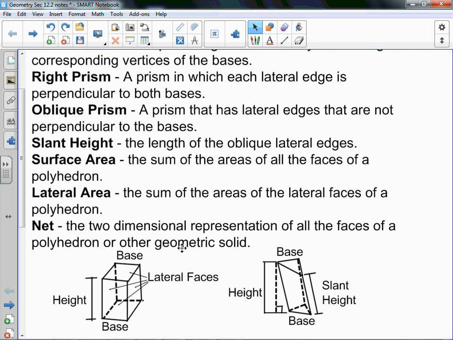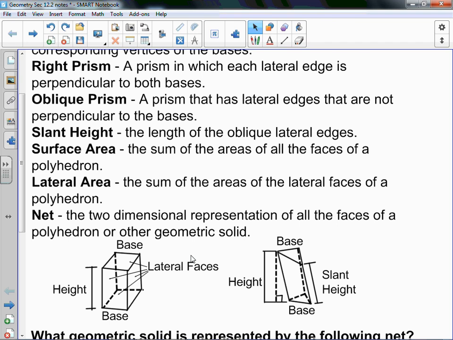And then a net is a 2-dimensional representation of all the faces of a polyhedron or other geometric solid. Really, a net is kind of like if we had a box and we opened it up and flattened it out, so it was just one flat sheet of cardboard, then we could see all the pieces, how they folded back together to make the box that we start out with.